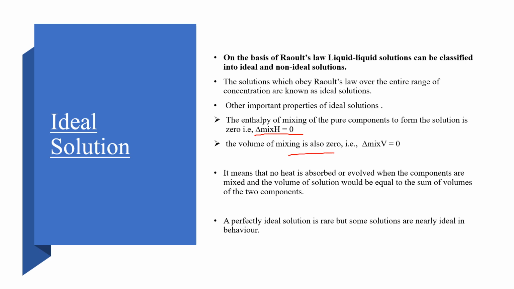Similarly, for an ideal solution, delta V mixing is equal to 0. What does it mean? It means the volume of the solution would be equal to the sum of the volumes of the two components. Suppose we have two liquids and we have to mix them. Suppose the volume of one liquid is 50 centimeter cube, and similarly the volume of the second liquid is 50 centimeter cube. Now, when we mix liquid 1 and liquid 2, what will we get? We will get the volume of the solution as 100 centimeter cube.